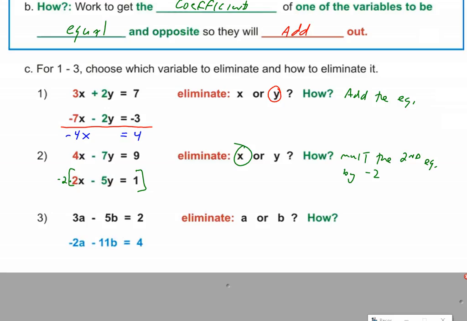All right, the third one. So now I got the first equation in black, the second equation in blue. But again, you're thinking, do I want to get rid of the A's? Do I want to get rid of the B's? And again, there's no easy choice, except that if you go for the B's, your numbers are going to be so much bigger. So I would go for the A's. But what I want you guys to think about is, how are you going to get the A's to be equal and opposite? So think about that for a moment. What can you do to get the A's to be equal and opposite?